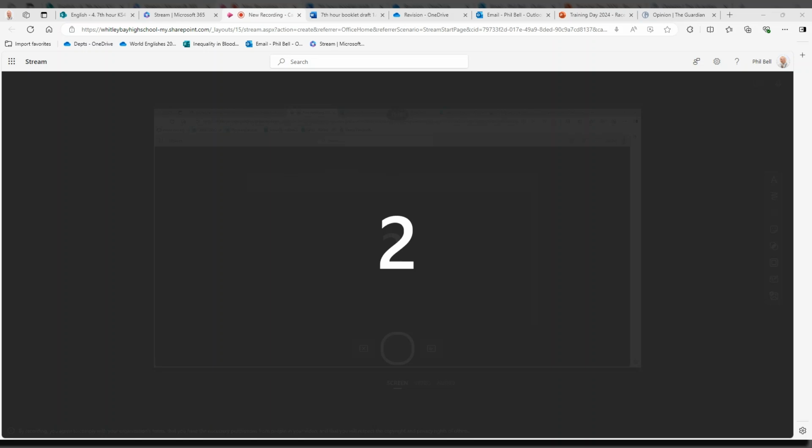And your summer homework is to prepare for an exam question on Macbeth. And we can tell you what the question is now. Here it is. The question you're preparing for is, starting with this extract, how does Shakespeare present Macbeth as a man who has changed for the worse?